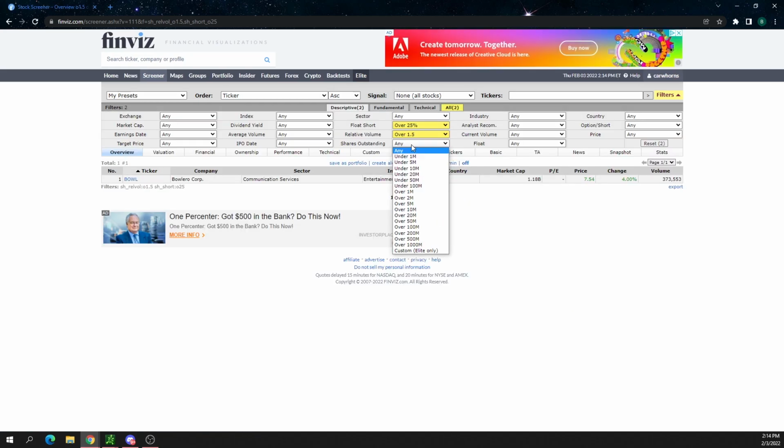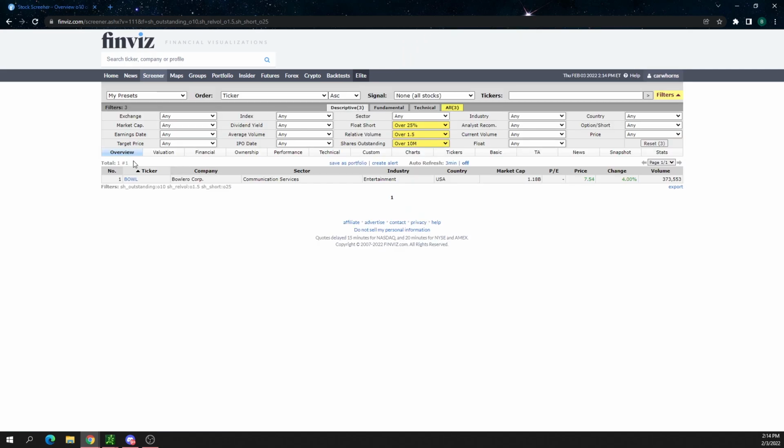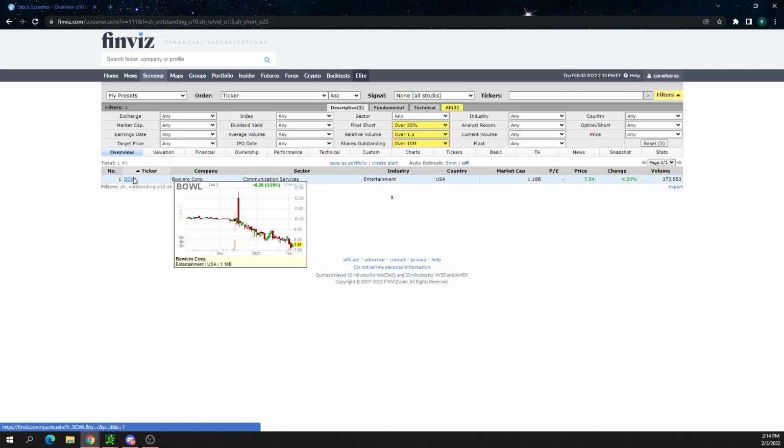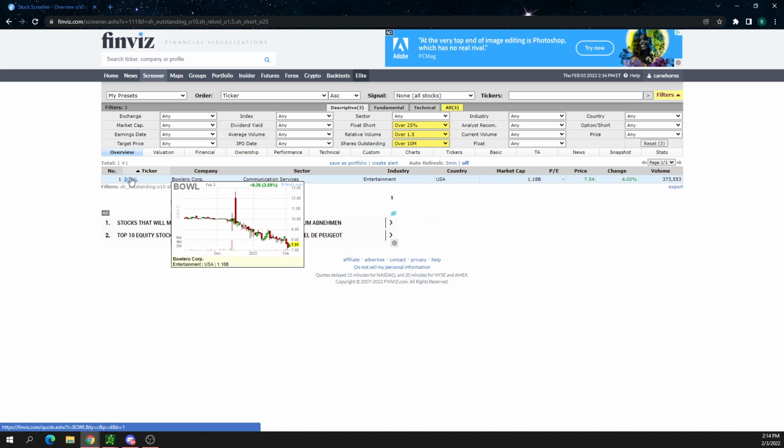Now, the very last thing you want to do is go to shares outstanding, meaning how many shares are being issued to the public. The higher the share count, the less likely it's going to be to actually short squeeze. Therefore, we want to go on the smaller range. So let's do around like 10 million. And as we can see, only one stock is picking up. So it's actually going to be BOWL.